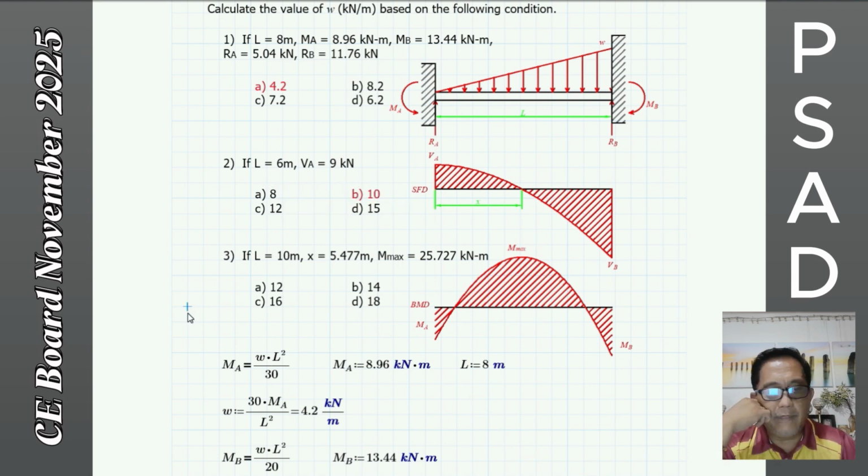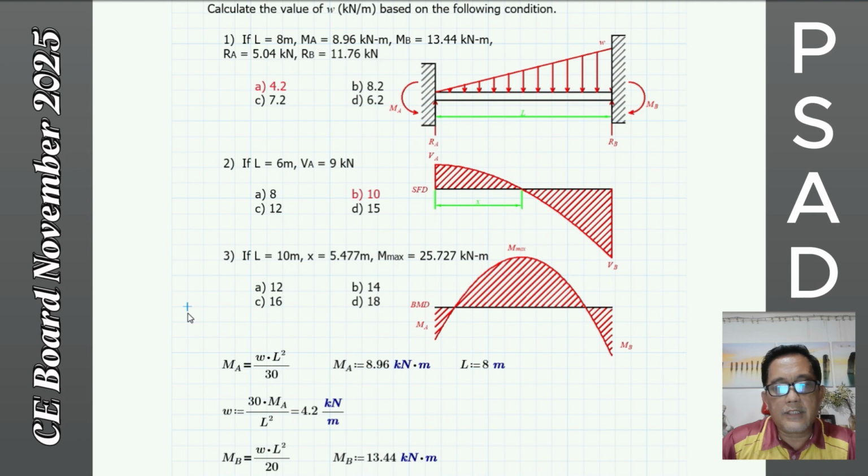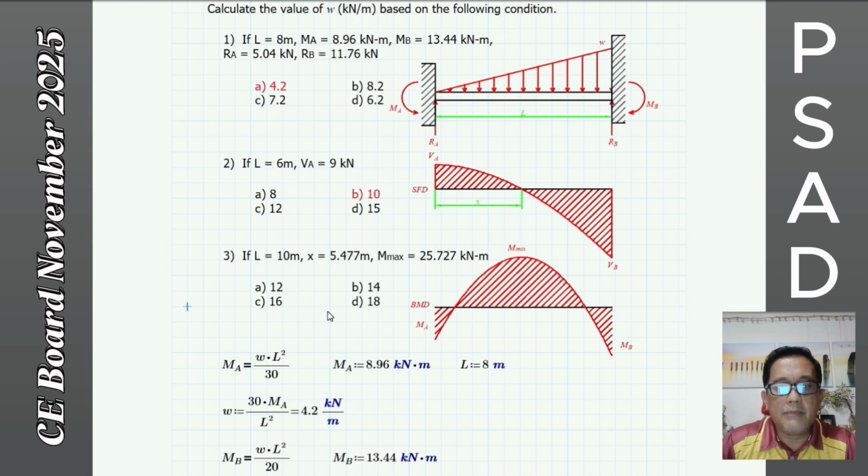So number 3, if L is 10 meters, X, that's the location of the point of zero shear or the maximum moment, is 5.477 meters, and maximum moment M max is 25.727 kilonewton-meters. Okay, so here we are going to use the diagrams for shear and moment.